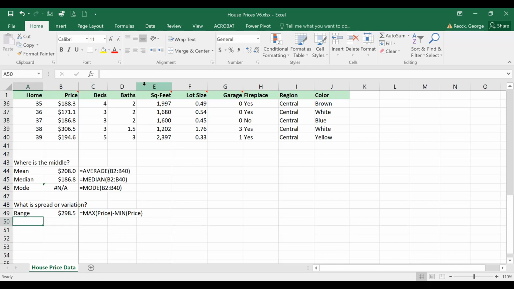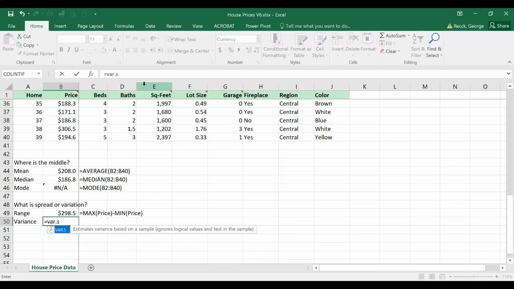The next value we're going to calculate is the variance. The variance is really a starting point for the standard deviation, which we'll talk about quite a bit coming up. So for the variance, we're going to use the function VAR.S, and it estimates the variance based on a sample. And that's good because we're only really interested in this sample of 39 houses. We don't know much about the population, and that's something else that we'll be talking about more in week 2.